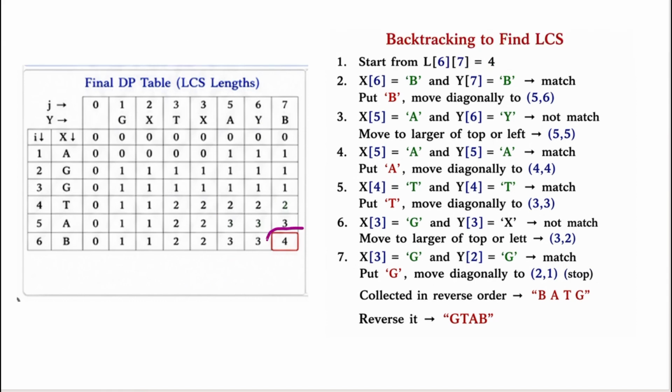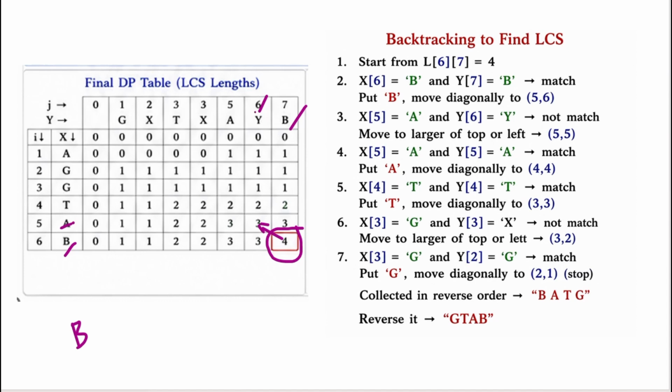So start from here. Here both the characters are the same, right? B and B. So write that matched character here, B. Both characters are the same, so this value came from the diagonal value, right? So move diagonally. Then move diagonally, okay? Move diagonally.